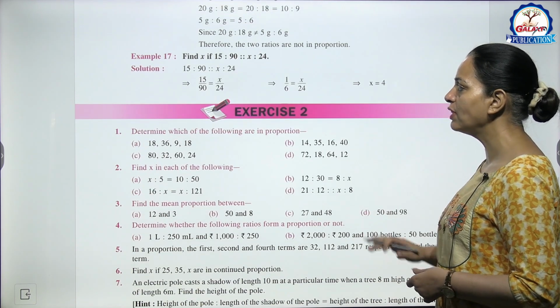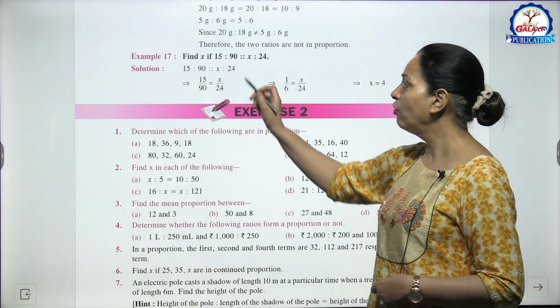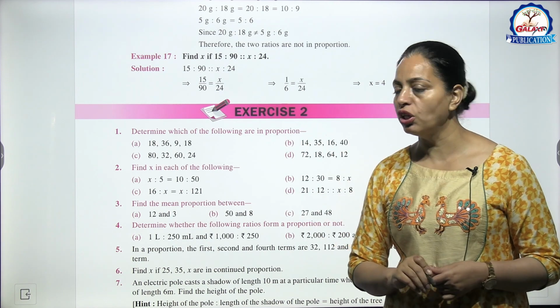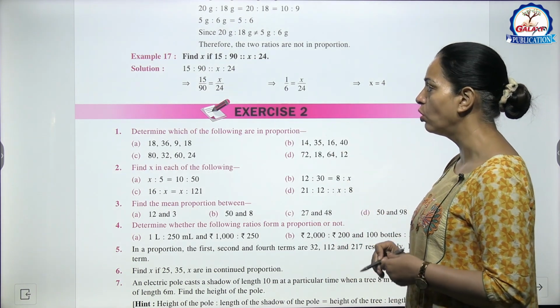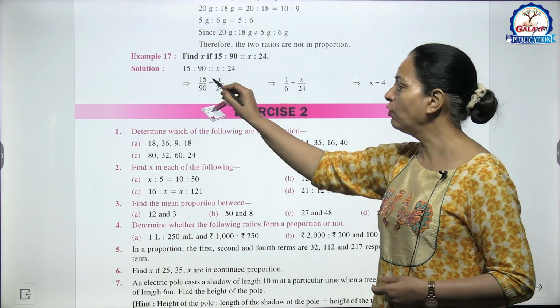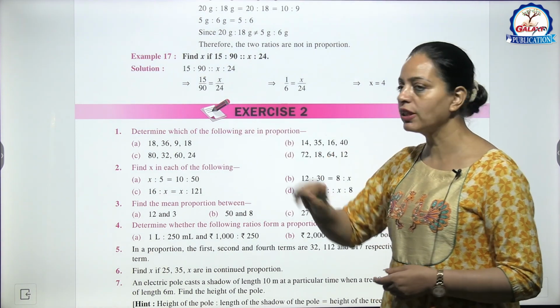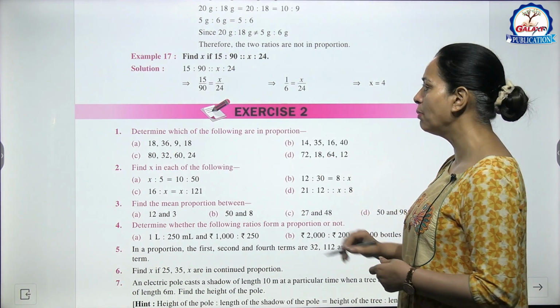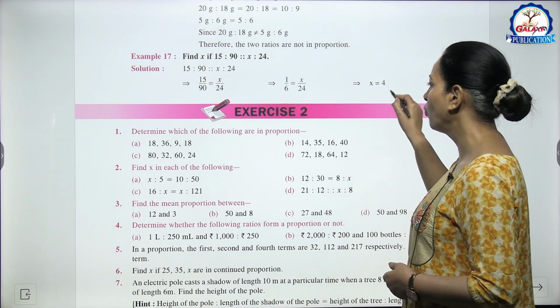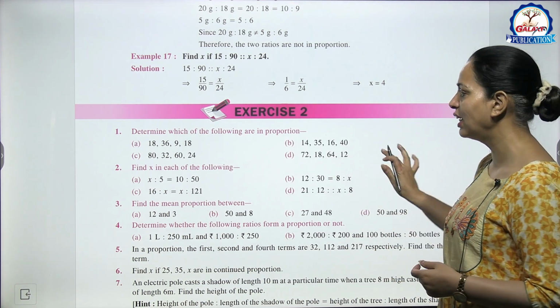Now example 17, find x. If 15 is to 90, proportion x is to 24. So how can we write it? 15 upon 90 equals to x upon 24. Cross multiply. So x is 4. Okay, I hope this is clear to you.